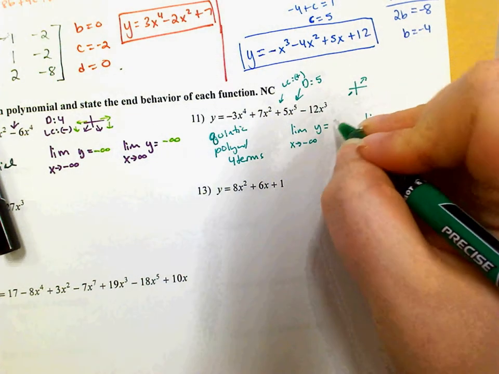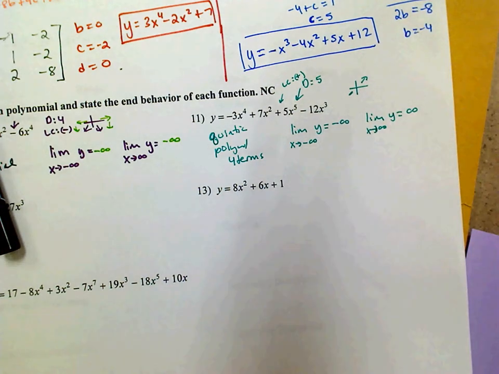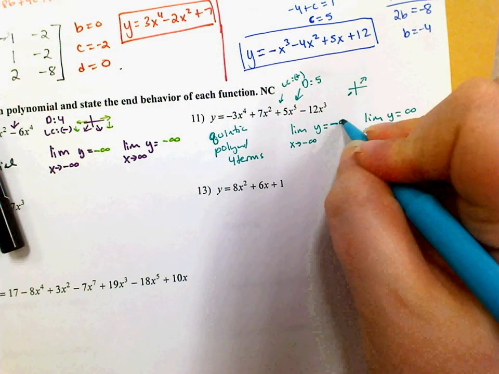Let me just write those right quick in a different color. As I go left, I go down. As I go right, I go up. And that's what that's saying.